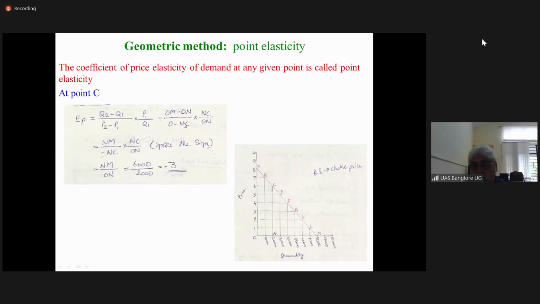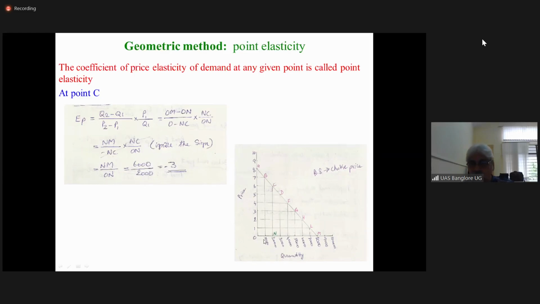Now O minus NC. O is 0, so 0 minus NC is minus NC, into NC by ON, which was there earlier. Now NC and NC are the same. We ignore the sign, since for price elasticity of demand we ignore the sign. So NC and NC get cancelled, and we are left with NM by ON. NM divided by ON.